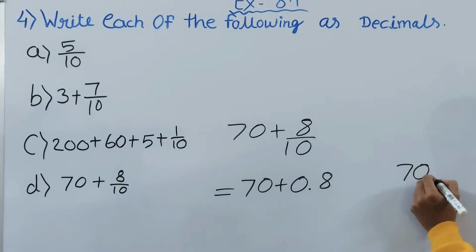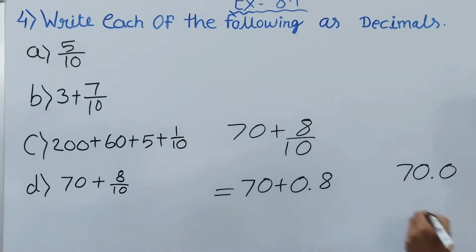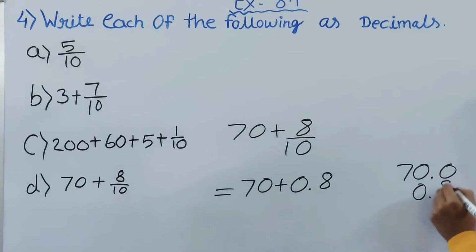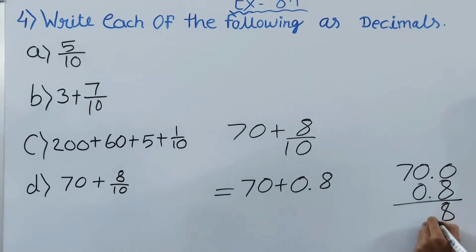Now let's add them over here. So this, and now this point here, put 0 over here. This 0 will be in the ones place. Now this point, and here we will put 8 in the tenths place. So this becomes 70.8.